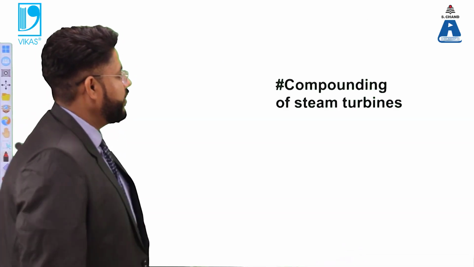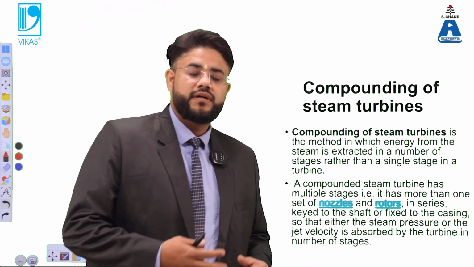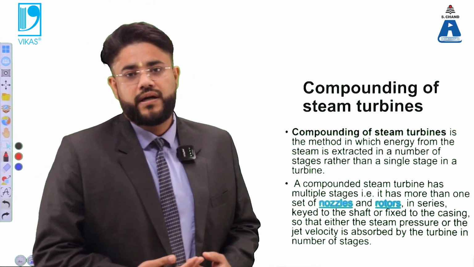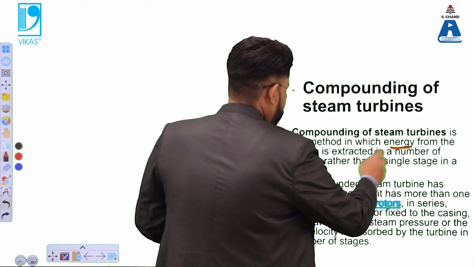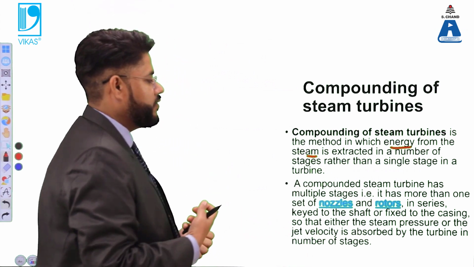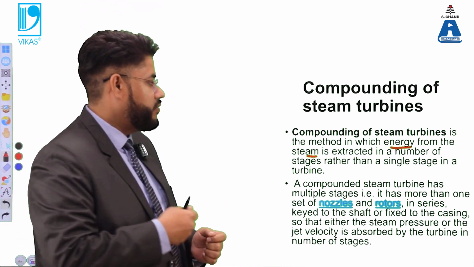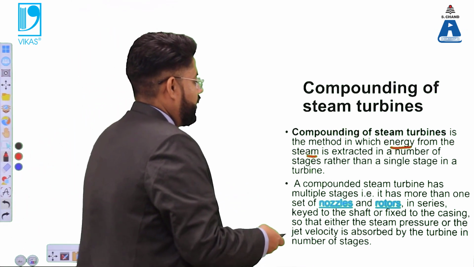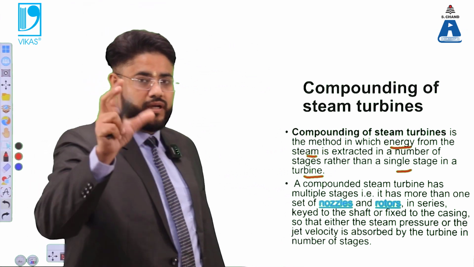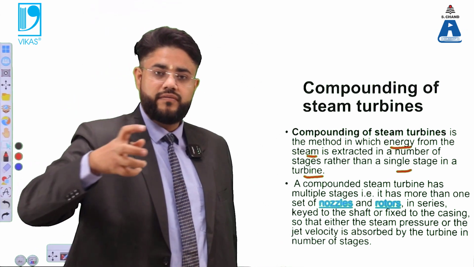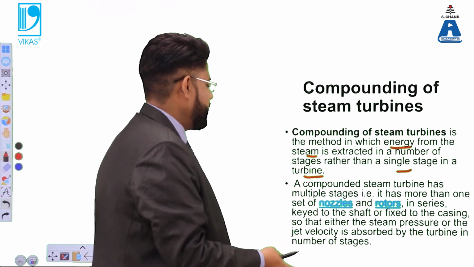So the topic is compounding of steam turbines, and we are straight away coming to the definition of this compounding part and why it is required in the steam turbine. Compounding is basically a method in which energy from the steam is extracted in a number of stages. So rather than having a single stage of turbine, we can have multiple stages, and we need to extract energy from the multiple regions so as to improve the efficiency.